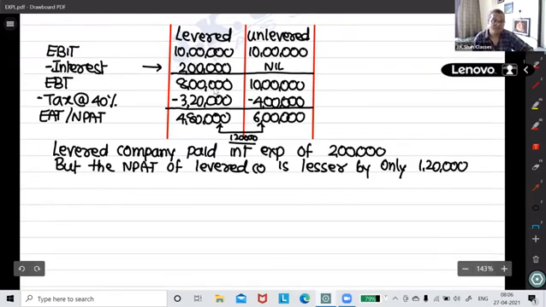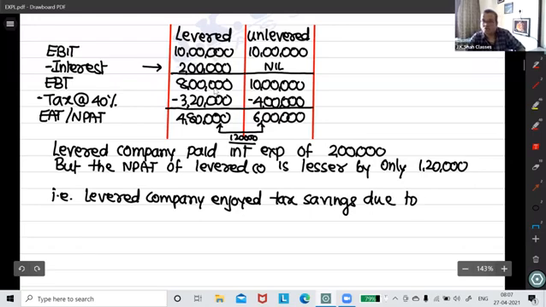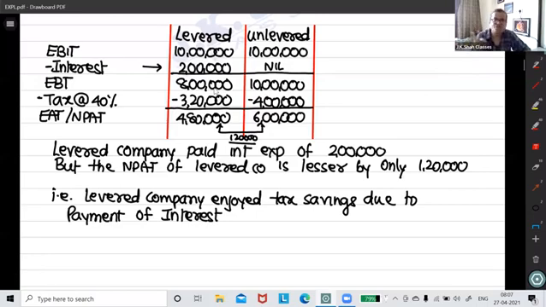So the levered company paid interest expenditure of 2 lakh, but the NPAT of the levered company is lesser by only 1 lakh 20,000. Therefore, the levered company enjoyed tax savings due to payment of interest. Correct? The levered company enjoyed tax savings due to payment of interest. If you all agree on this, say yes to me. I've opened the chat box.